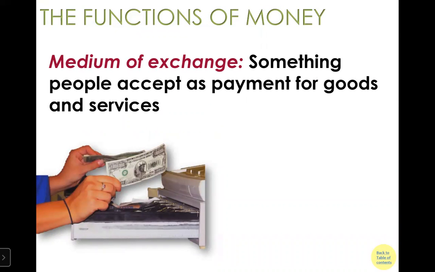Start with medium of exchange: something people accept as payment for goods and service. This is defined as medium of exchange. Like in the first example, I showed you, that's clamshell. It is a medium of exchange because people in that town accept that, so that they can consume in specific stores. So that's a medium of exchange, right?